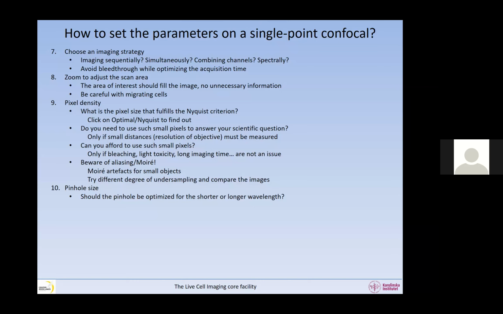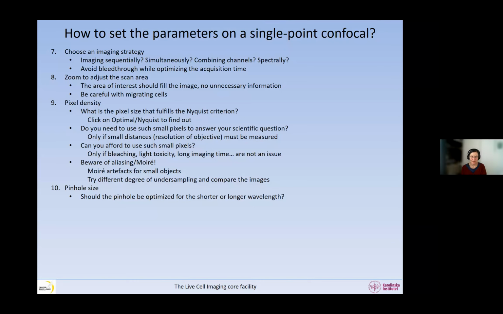I also have a question. Because we always calculate the pixel size with the wavelengths that we use. But usually in my images, I use more than one wavelength. Exactly. I assume.